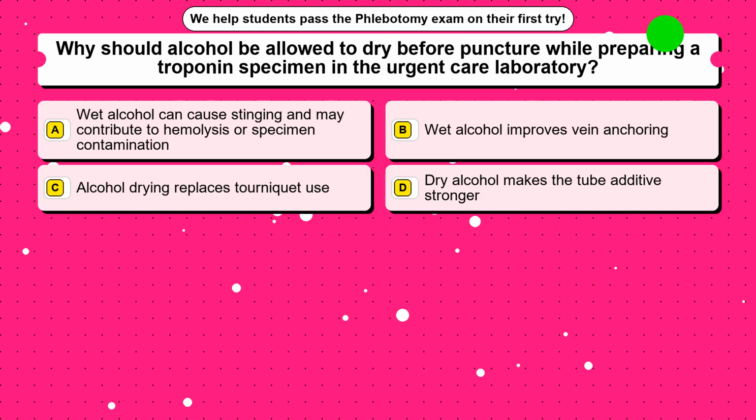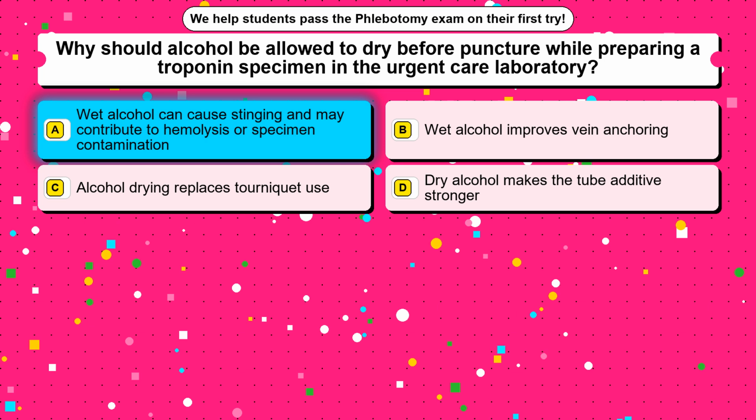Question 33. Why should alcohol be allowed to dry before puncture while preparing a troponin specimen in the urgent care laboratory? Option A, wet alcohol can cause stinging and may contribute to hemolysis or specimen contamination. Option B, wet alcohol improves vein anchoring. Option C, alcohol drying replaces tourniquet use. Option D, dry alcohol makes the tube additive stronger.